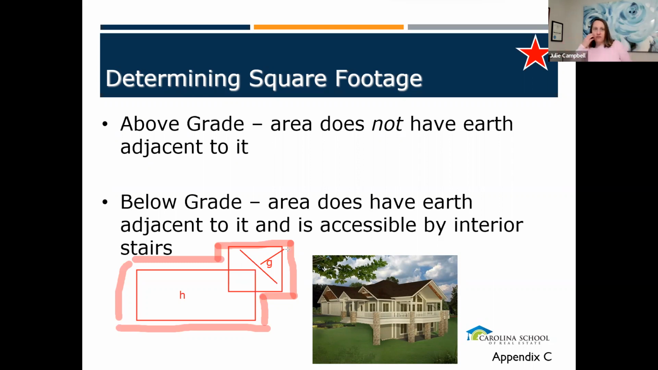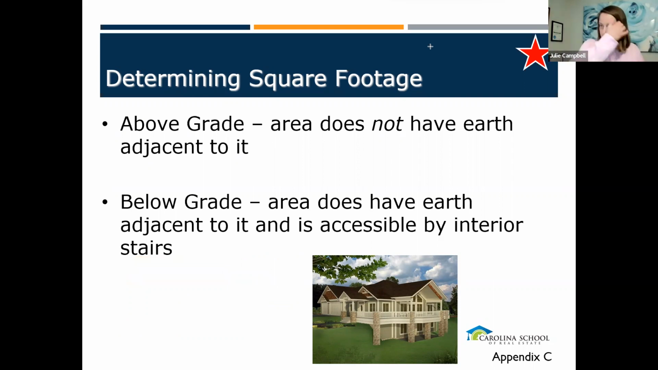So real quick, again, I got a video. I'll show you guys that tomorrow. Real quick before we go, please turn with me to page 743 in your book. 743 is Appendix C, and this is the residential square footage guidelines.